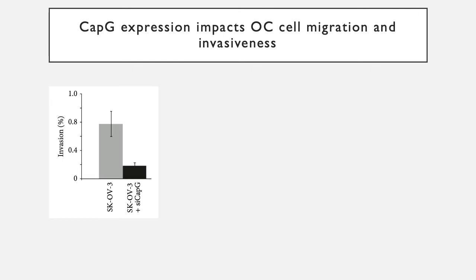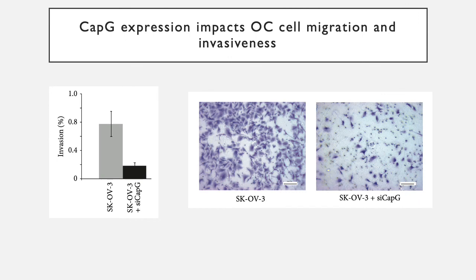Invasiveness was also measured in the SKOV3 cell line following CapG knockdown with the matrigel transwell invasion assay. After 24 hours, the knockdown cell line was determined to have a significant decrease in invasiveness compared to the unmodified cell line. This is visually represented here, where you can see that a smaller amount of the CapG silenced cells were able to migrate across a basement membrane matrix. This confirmed that an increase in CapG expression resulted in an increase in cell invasiveness.